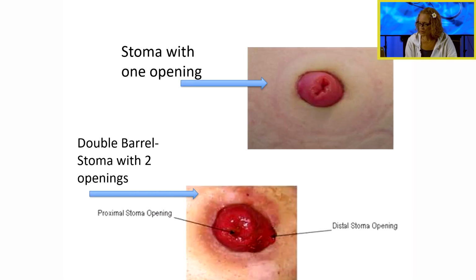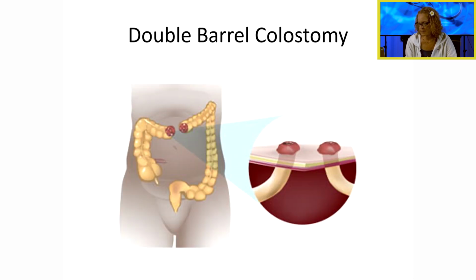Here are some examples of some stomas. We see a stoma with one opening on the top, and on the bottom we see something called a double barrel stoma, and this is a stoma that actually has two openings. There's a proximal opening and a distal opening, and on this next image we can see what is happening underneath in the organs with a double barrel colostomy.